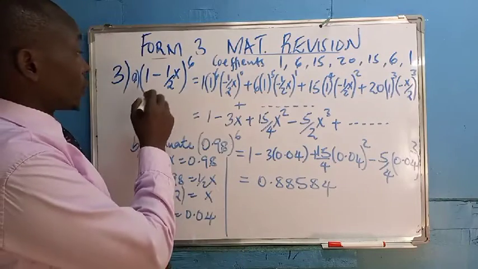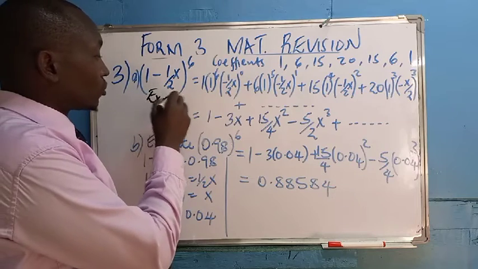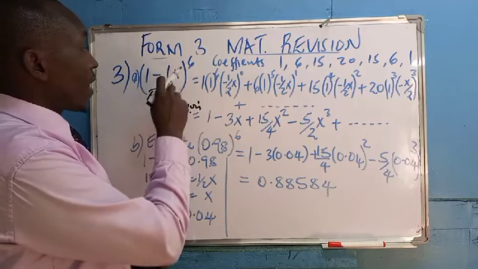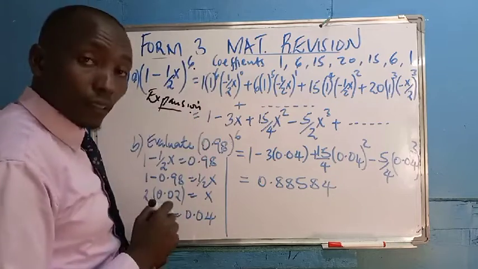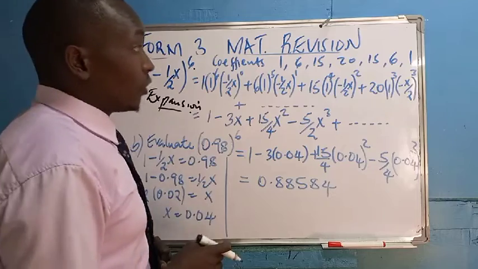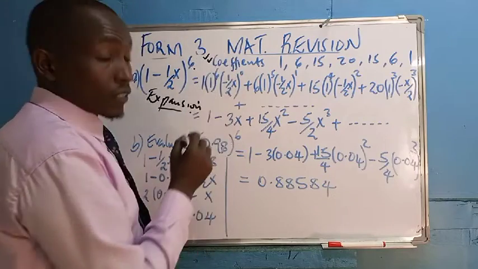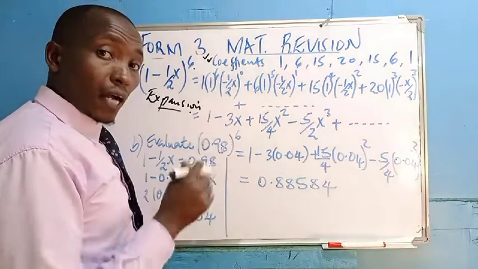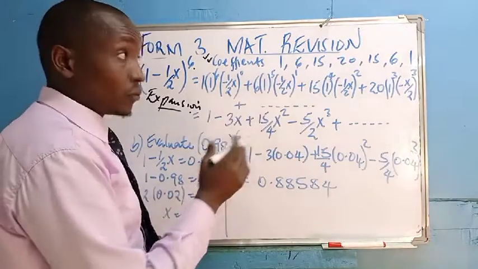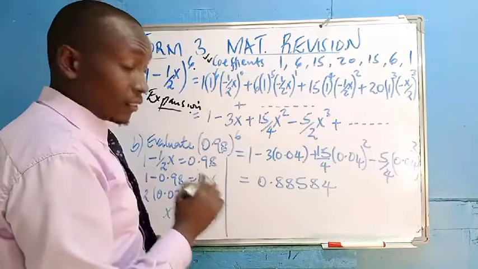Question number 3 is on binomial expansion: 1 minus a half x raised to power 6. Now, all that the student needs to know is the binomial coefficients. These are given at the back of your mathematical table. You can also generate them from your calculator.